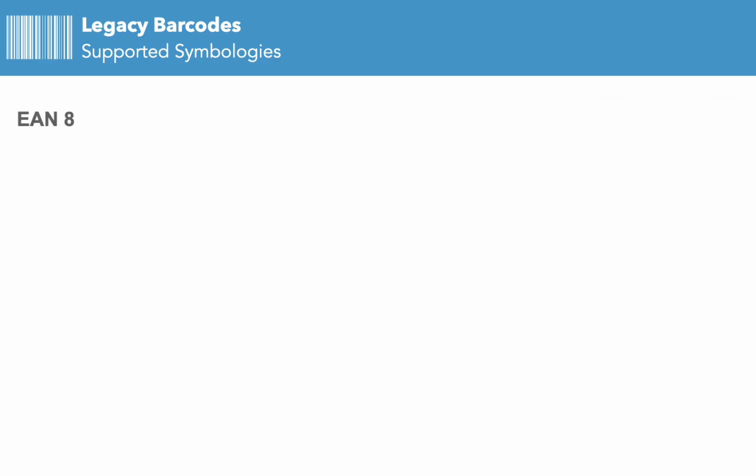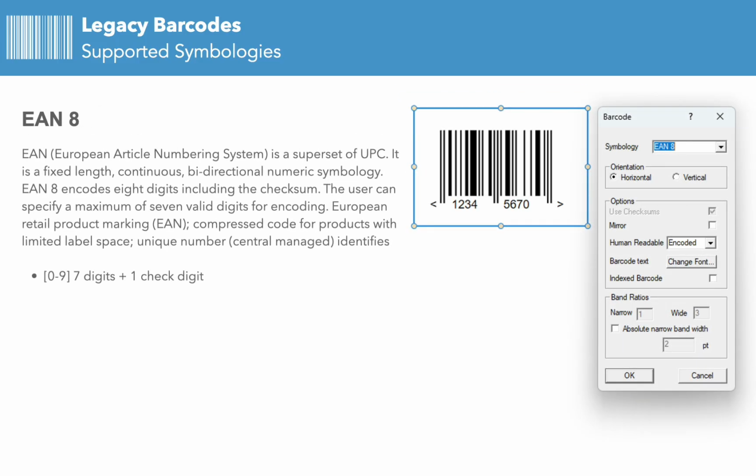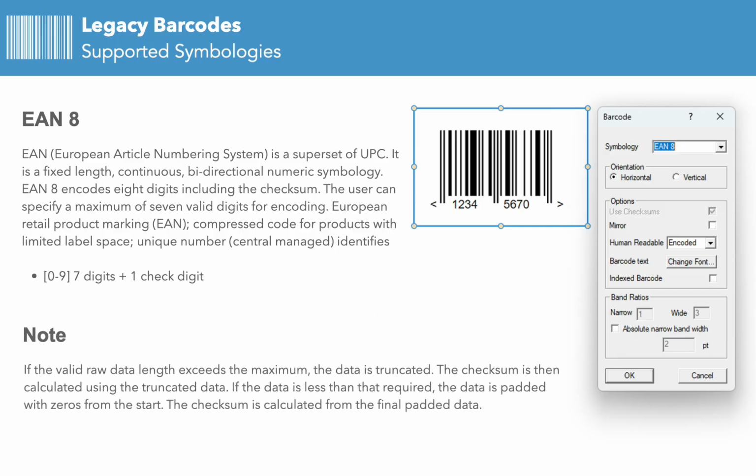EAN 8 is the same as EAN 13 but only accepts 7 digits plus 1 check digit, and as such is a shorter version used for very small items, where the EAN 13 barcode just won't fit. Like UPCA and EAN 13, the legacy barcode object automatically truncates or pads the input data to the required length.